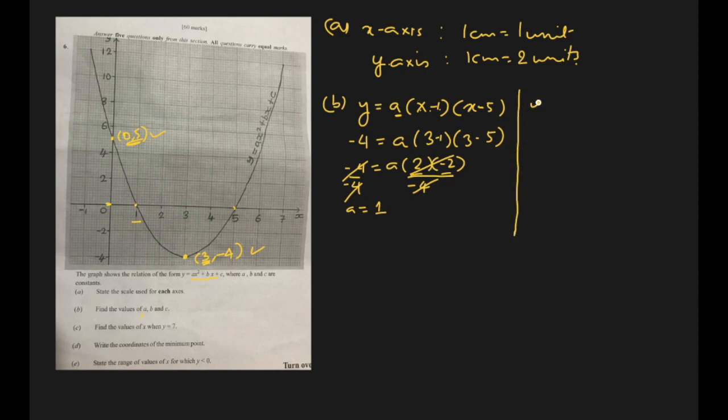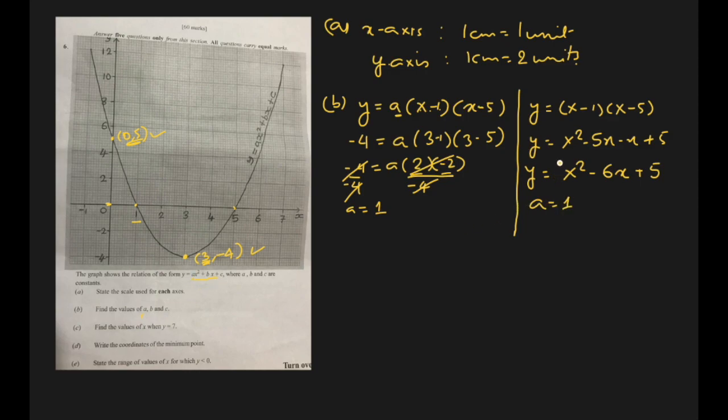So our equation here becomes y equal to 1 times x minus 1, x minus 5. No need to write the 1. And if I open the bracket here, y equal to x squared minus 5x minus x, and then we have plus 5, which gives us y equal to x squared minus 6x plus 5. So we got our values. Comparing with this format, A is equal to 1 because 1 is in front here, B is negative 6, and C is 5. Okay, B is also done.